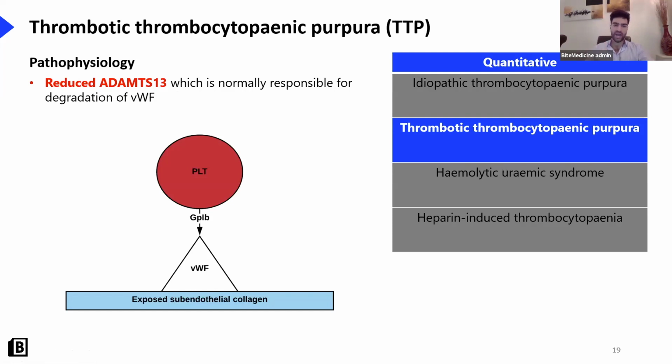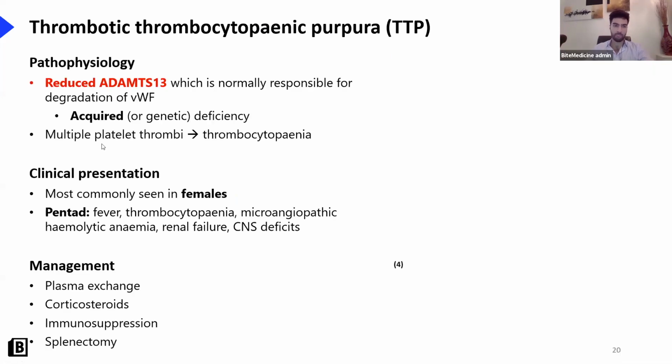So the question is, if we're having more clotting, why is the patient thrombocytopenic? What's the mechanism behind thrombocytopenia in TTP is my question to you guys, because surely these patients are forming clots. So good, yes, increased consumption. There's too much von Willebrand factor around, you get too many clots forming, you get multiple platelet thrombi leading to thrombocytopenia. So a lot of the platelets will be used up in forming thrombi.